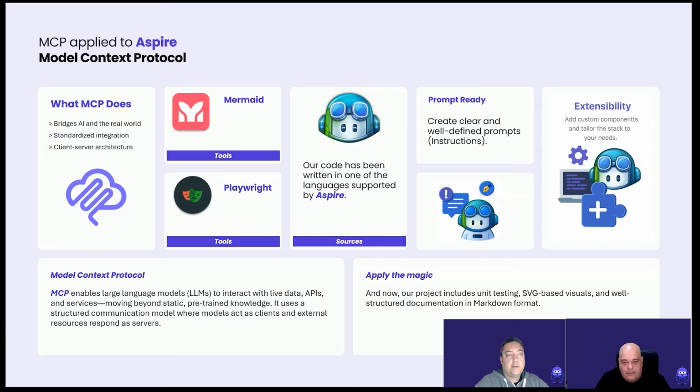Prompt ready: create a clear and well-defined prompt instruction. Extensibility: add custom components and tailor the stack to your needs. In the last step, apply the magic. And now our project includes unit testing, SVG basic visuals, and well-structured documentation in markdown format.